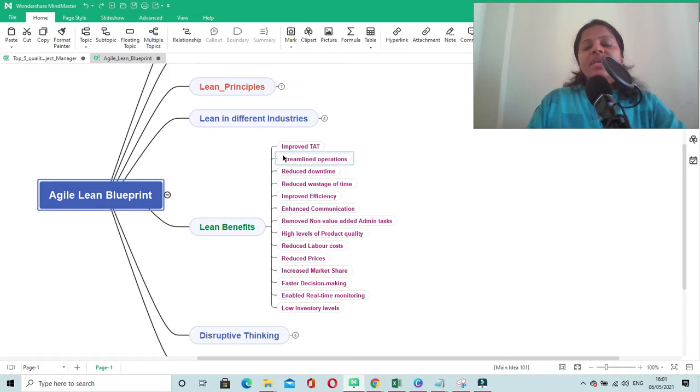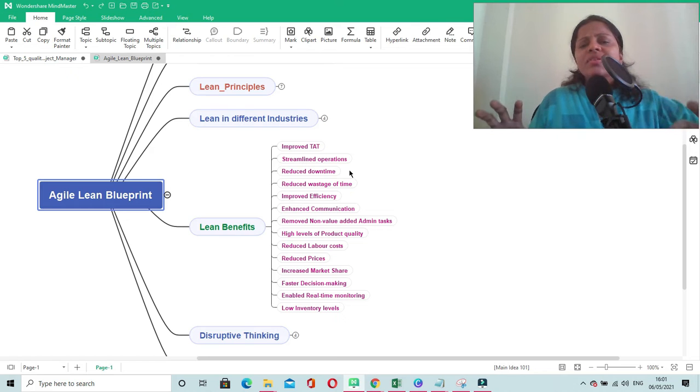So the first benefit we will gain would be improved turnaround time, or we can say improved cycle time. When you are able to remove or eliminate different types of waste from your process, then you will be able to improve your turnaround time. The next benefit could be streamlined operations.